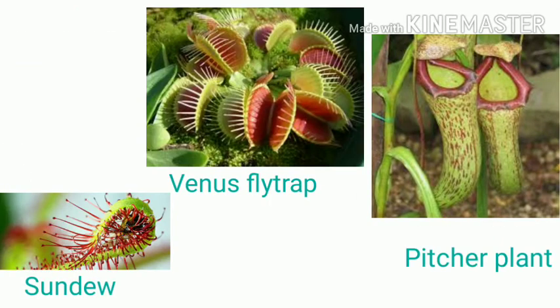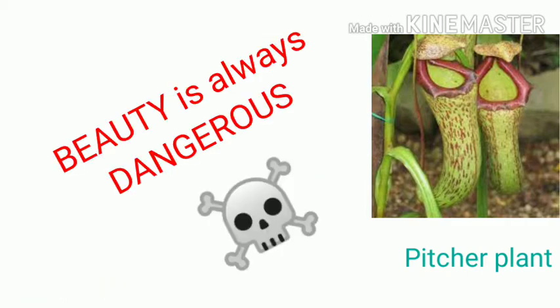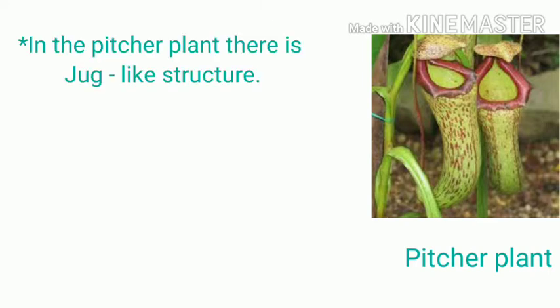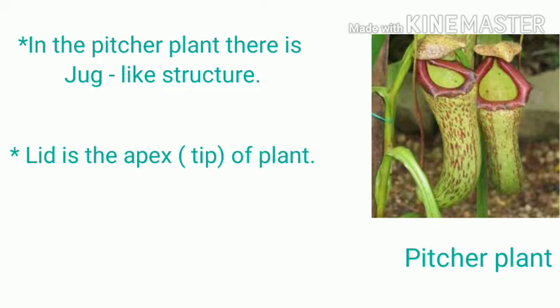Understand? Most of the insectivorous plants have attractive colors and special designed shapes only to attract the insect. You all know that beauty is always danger. These insects also don't know that they are getting trapped. Now let's see the pitcher plant. In the pitcher plant you can see a jug-like structure and a lid. And the lid is the apex of the plant. Apex means tip of the plant.